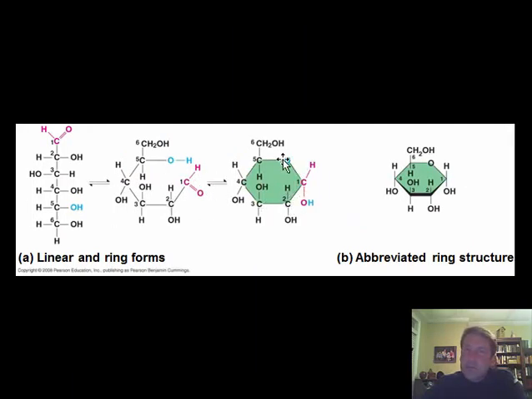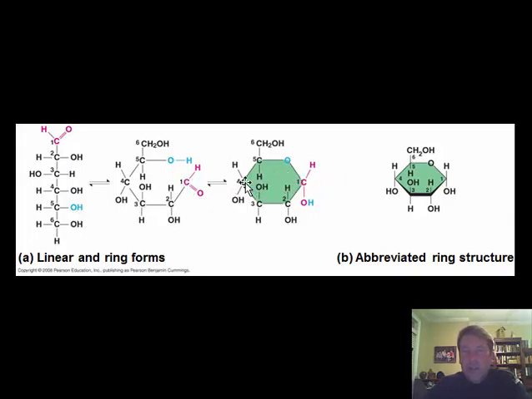So this is an example showing you, let's see, that's a 6 carbon sugar there. So it has 6 carbons here. It also forms a ring, and this is showing you the ring formula here. So that's the linear and ring forms of that molecule, and here's the abbreviated structure. So that is a simple single sugar, or a mono. It's also referred to as a monosaccharide. Mono referring to one, so it's a simple sugar.